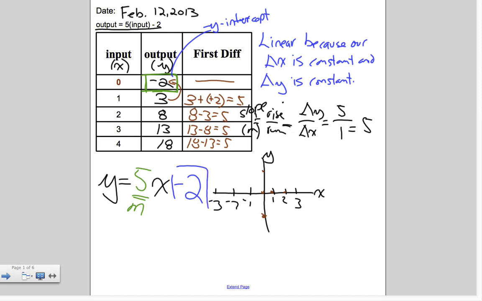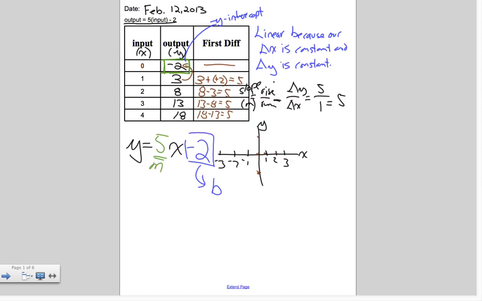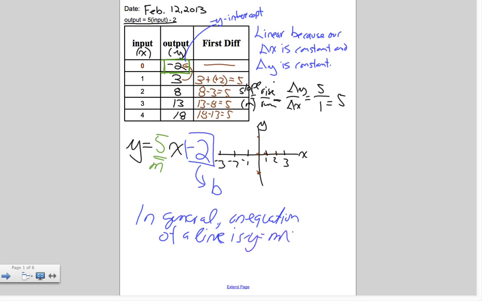We give this a special letter. This is called b. And y equals mx plus b. So in general, an equation of a line is y is equal to mx plus b.